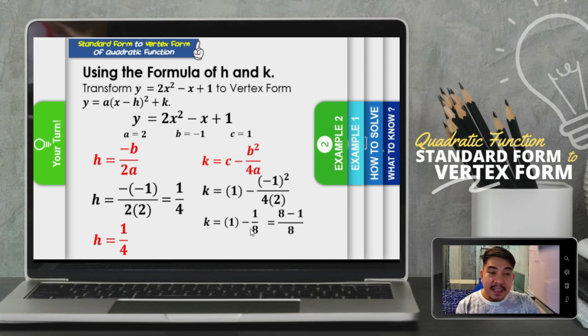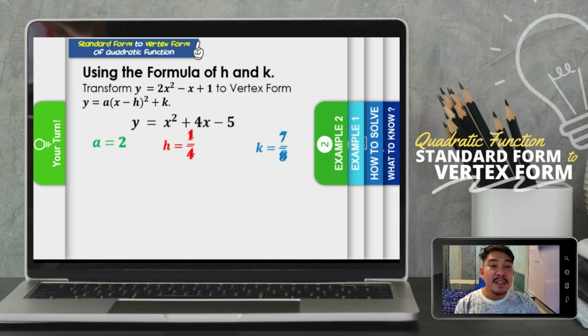Again, 8 times 1, that will be 8. Copy the operation, that is minus. And then copy 1. Then the denominator will be 8. So simplifying, 8 minus 1 will be 7. Then copy the denominator, 8. So we now have the values of h and k.